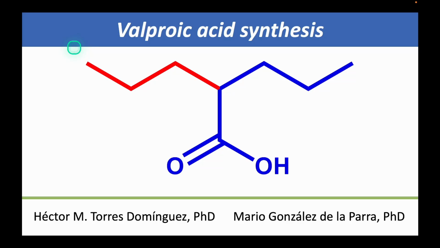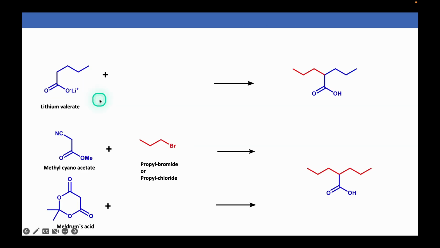Hello. In this video, we present the resulting syntheses of valproic acid, according to the retrosyntheses shown in the previous video. The first strategy involves starting with lithium valerate, a compound that only lacks the propyl chain at carbon-2 to be transformed into valproic acid, which is introduced using an equivalent of propyl bromide.